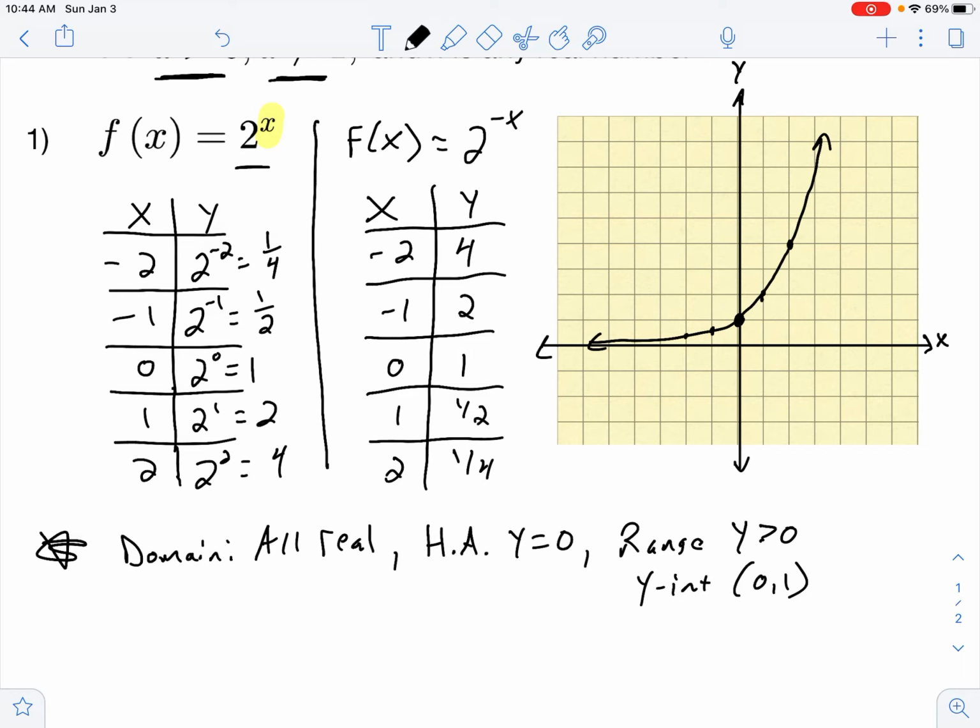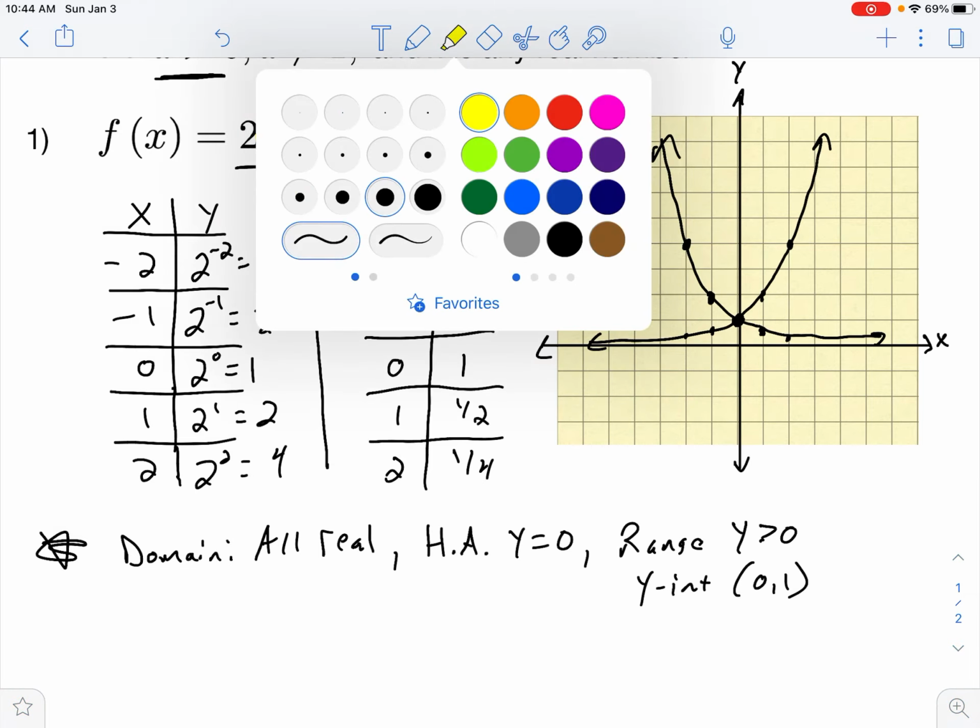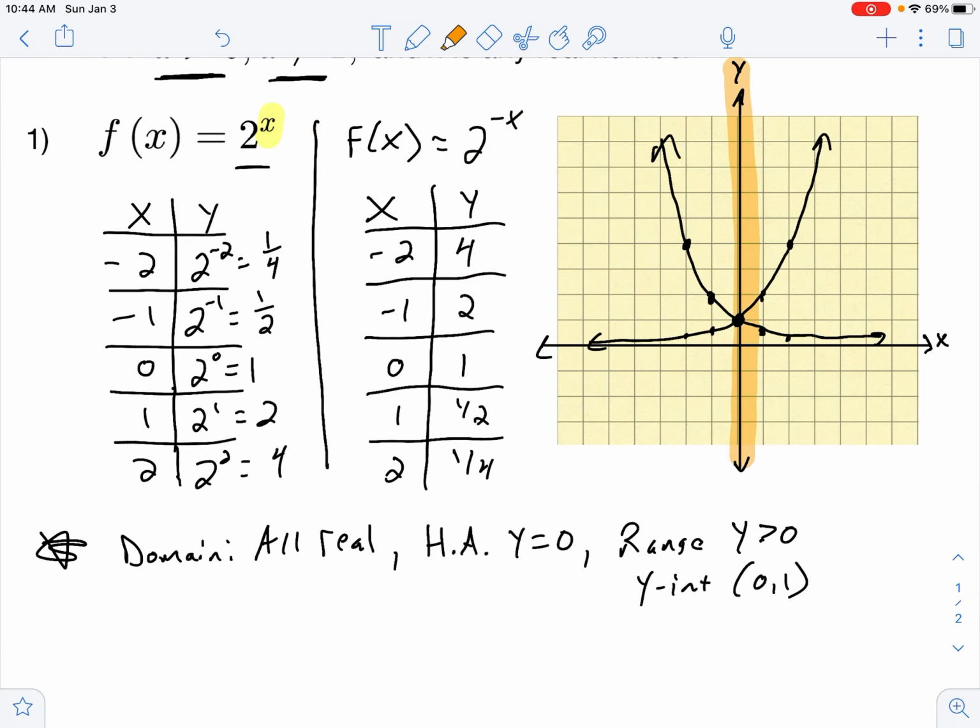So at -2, I'm now at 4. At -1, I'm at 2. Notice that the y-intercept is still the same. Then I have (1, 1/2) and (2, 1/4). So hopefully you can see that this is definitely a reflection in the y-axis. All of these points here would all overlap if you were to fold it over the y-axis.